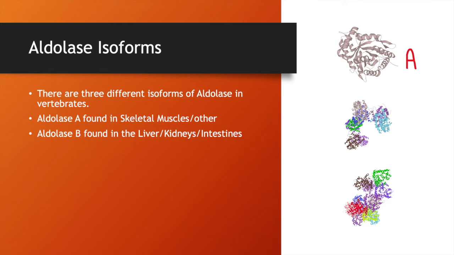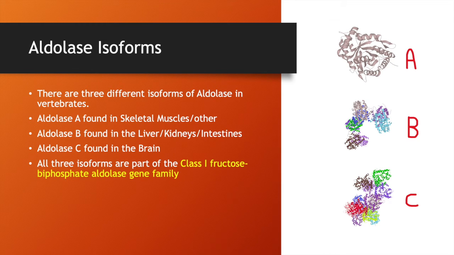The second isoform is aldolase B, which is found in the liver, kidneys, or intestines. Aldolase B right here. Aldolase C is found predominantly in the brain. So the model is here. So all 3 isoforms are part of the class 1 fructose bisphosphate aldolase gene family.